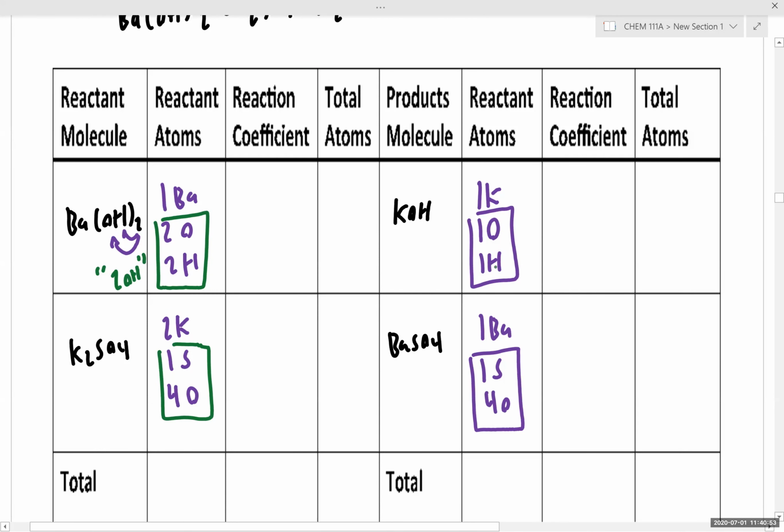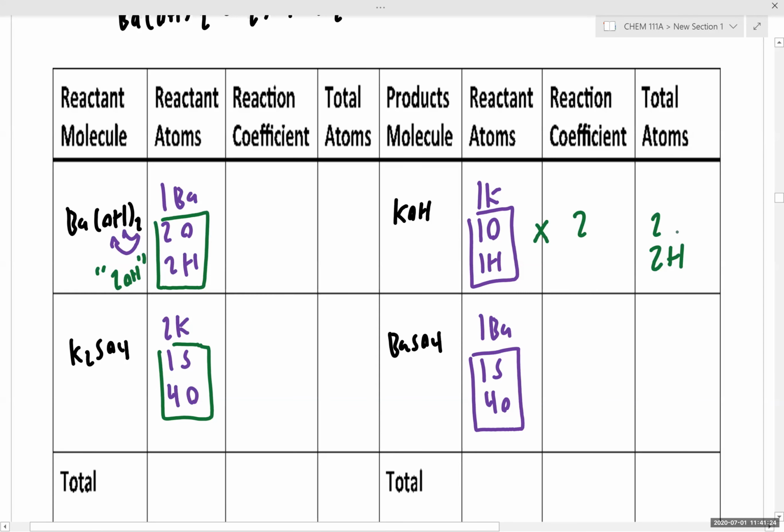As you can see, we have one hydrogen on the right and two on the left. So 1 times what would give us two hydrogens? What coefficient do we guess for potassium hydroxide? What coefficient should we have for potassium hydroxide? 2, yep.